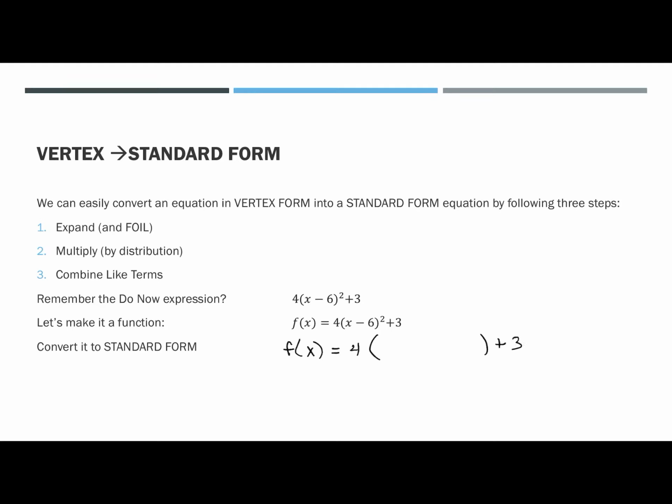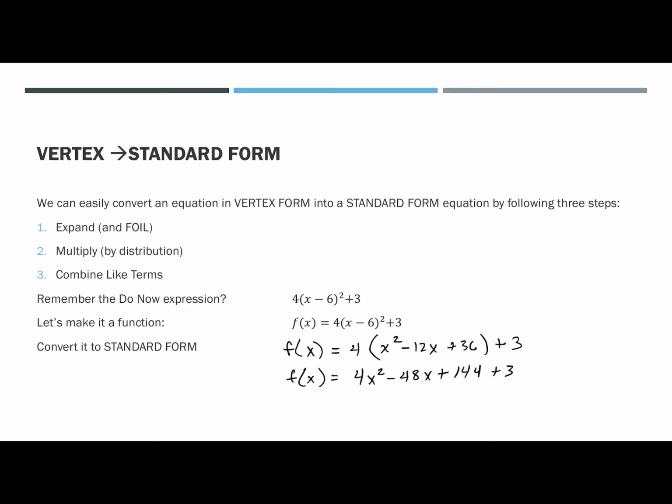we're going to expand this out and FOIL it, so x minus 6 times x minus 6 is going to be x squared minus 12x plus 36. And then we're going to distribute the 4. Okay, so that 4 goes to everything inside of there, which is going to give us an f of x of 4x squared minus 48x plus 144 plus 3.